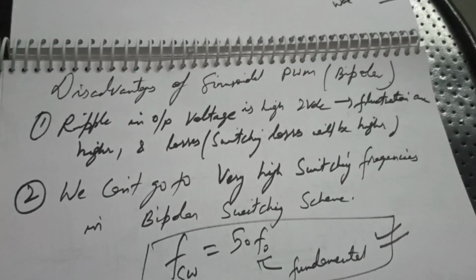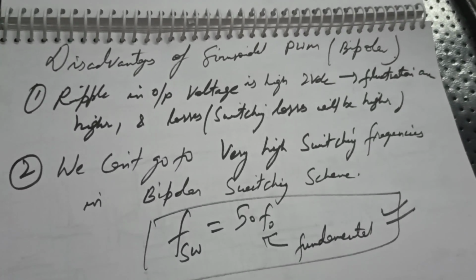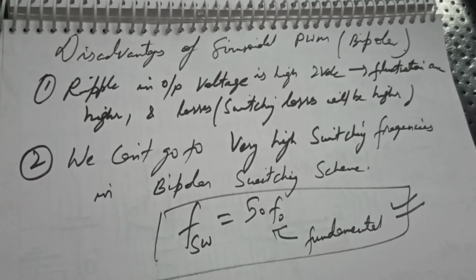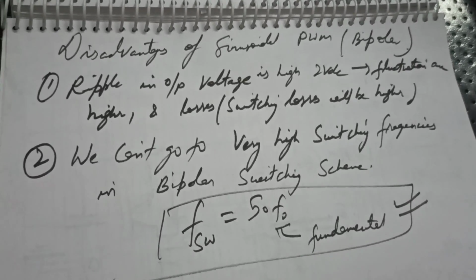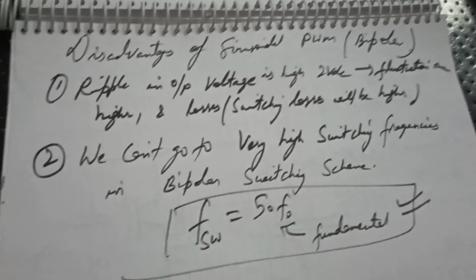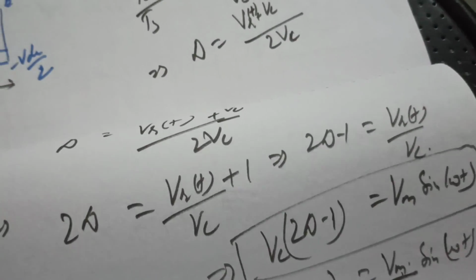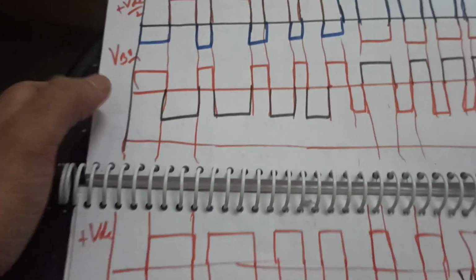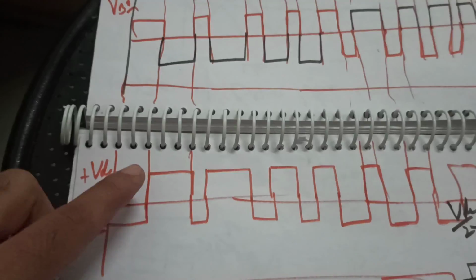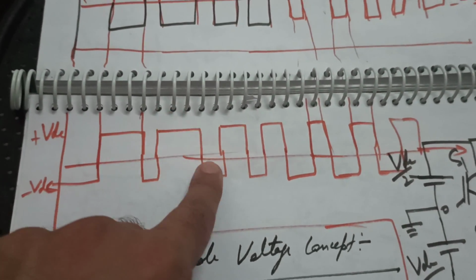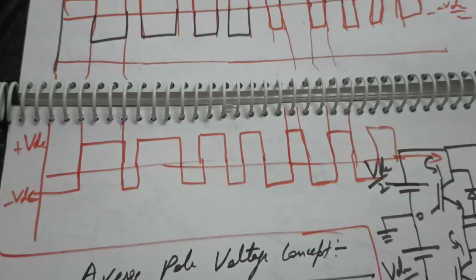Now before moving on to the unipolar scheme, I would like to emphasize the disadvantages of the sinusoidal PWM. The first disadvantage is that the ripple in output voltage is high. It means the fluctuation in voltage is 2 VDC. Have a look at this. This is the output voltage, fluctuating between plus VDC and minus VDC, again plus VDC and minus VDC. So the gap is 2 VDC. Clear?